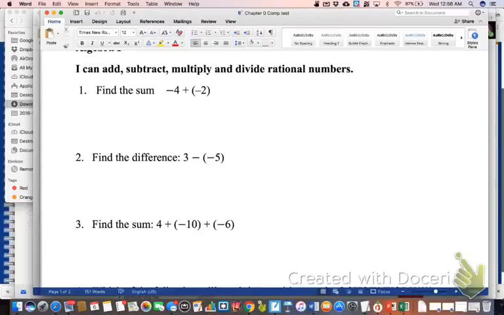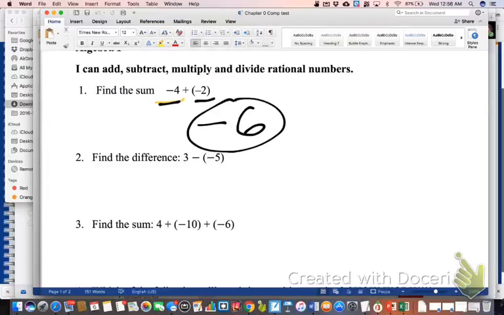Hey, welcome to the pre-algebra test corrections video, and I'm going to start with number 1. So if you've got a -4 and you've got a -2, it's kind of like you owe me $4, you owe somebody else $2. You put those together, you get a total debt of a -6. So your answer number 1 should be a -6.